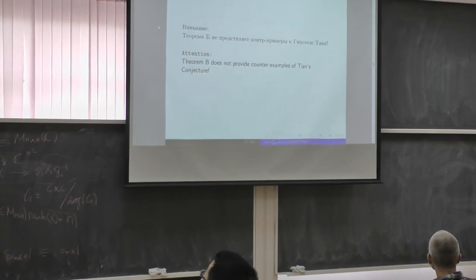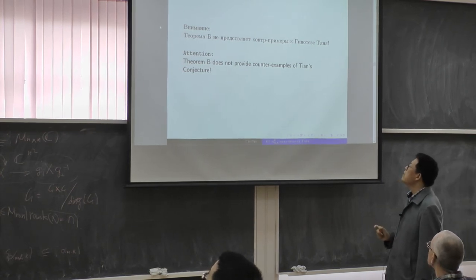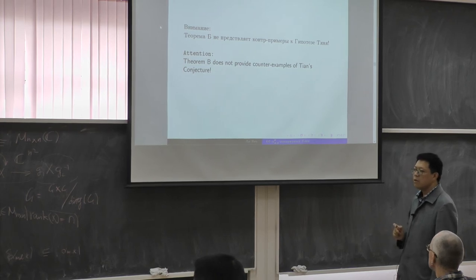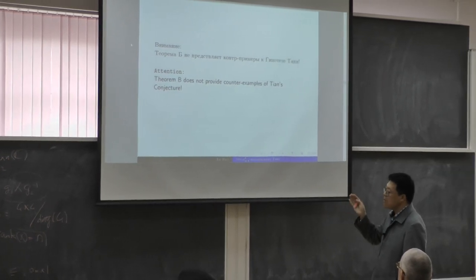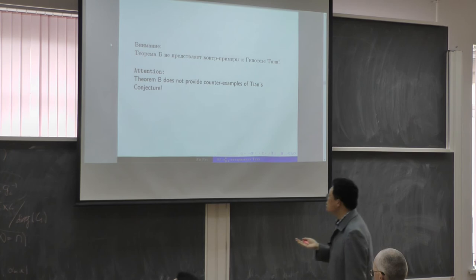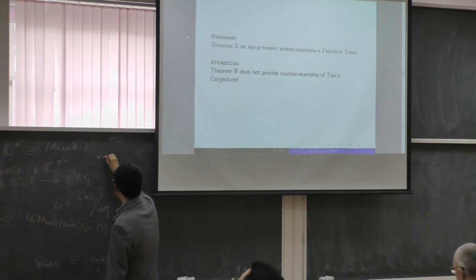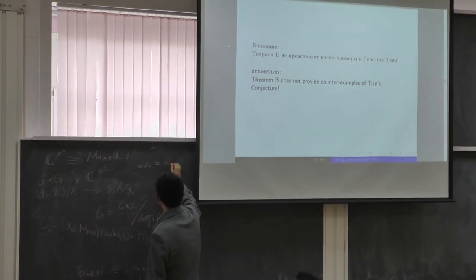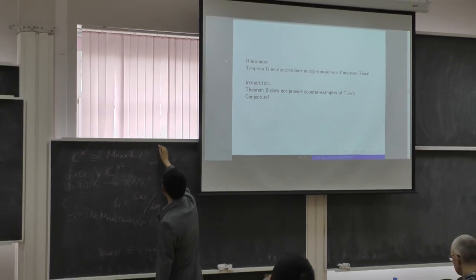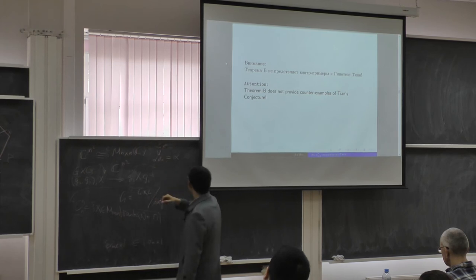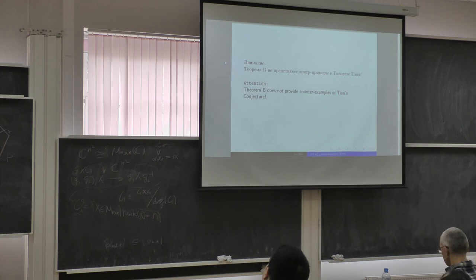And we should notice that this theorem does not provide any counterexample of Tian's original conjecture. Because the alpha MK here is much bigger. So maybe you still have alpha MK equal to the alpha invariant, but this one is bigger. So it provides no counterexample to Tian's conjecture.